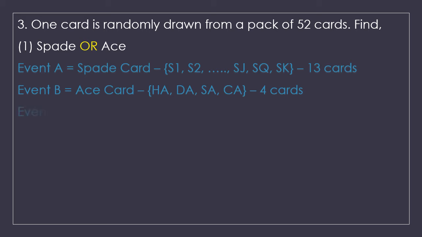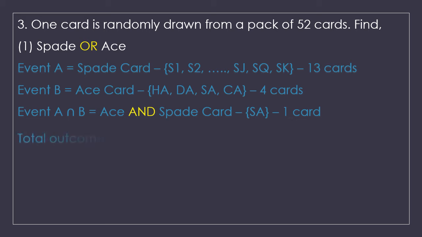Intersection means and. So event A intersection B is S and spade card. That is a card which is S as well as spades. So that will be S of spades, that is just one card. So event A has 13 cards, event B has 4 cards, and event A intersection B has 1 card. While the total outcomes here, because we are only selecting 1 card out of the 52 cards, that is 52 total outcomes. Now we have to calculate separate probabilities for A, B and A intersection B.